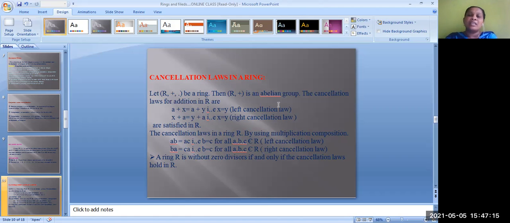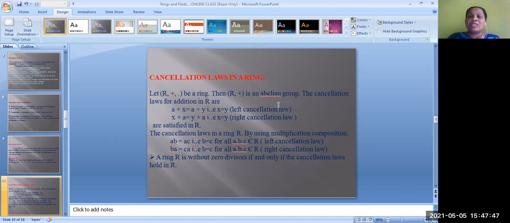That is the right cancellation law, which is satisfied. Next, the cancellation law with respect to multiplication. A into B is equal to A into C. So A is common on the left in both. For B we have A on the left side, and for C we have A on the left side. That is, we can cancel A on both sides. So finally we find B is equal to C, for all A, B, C belonging to R.